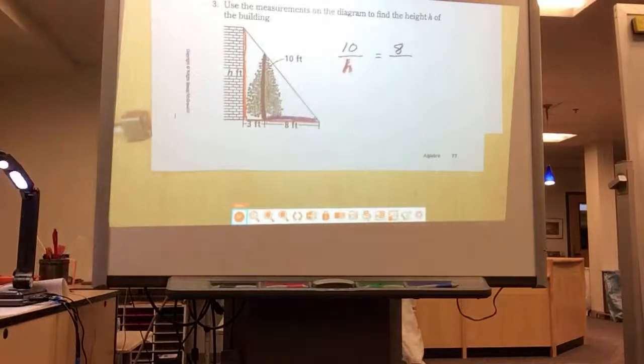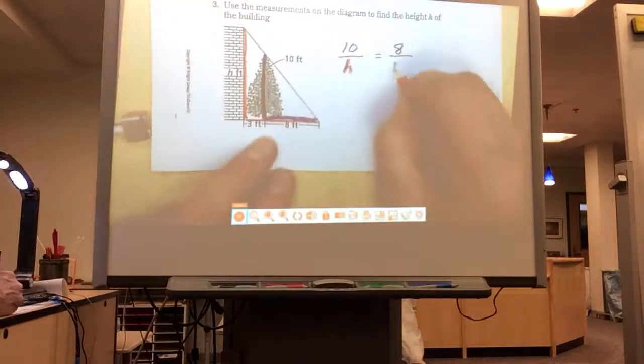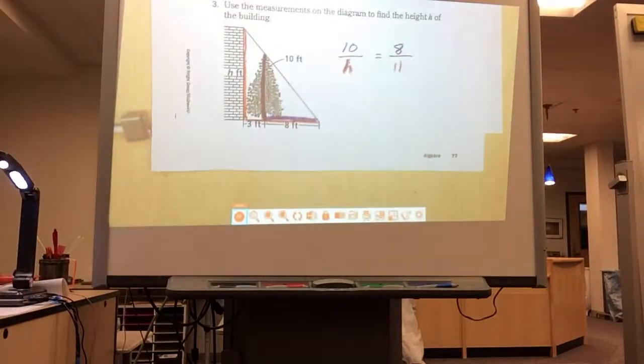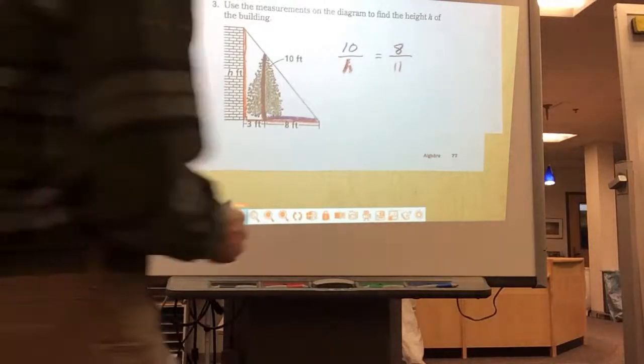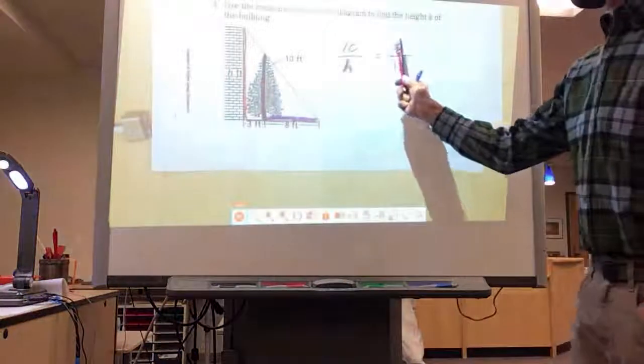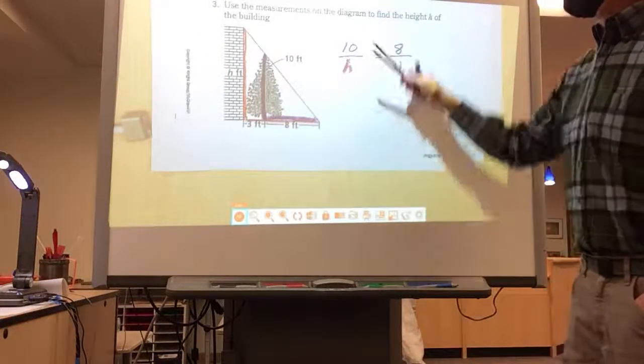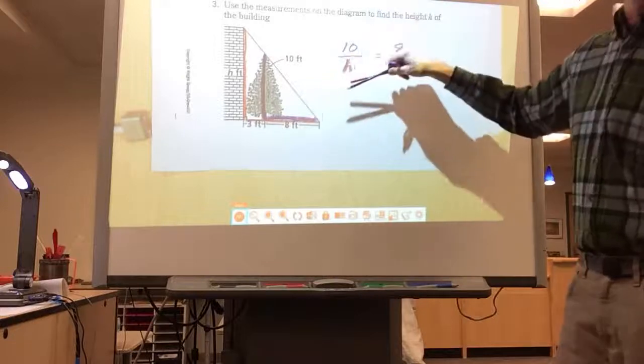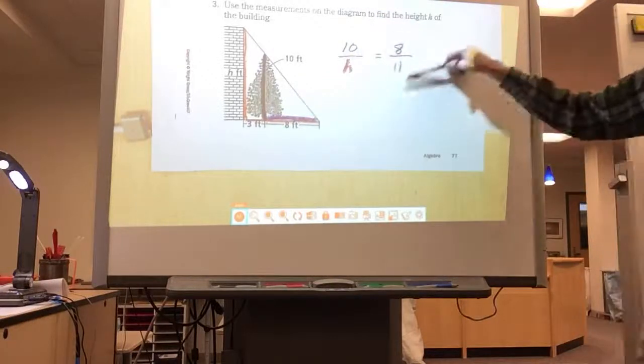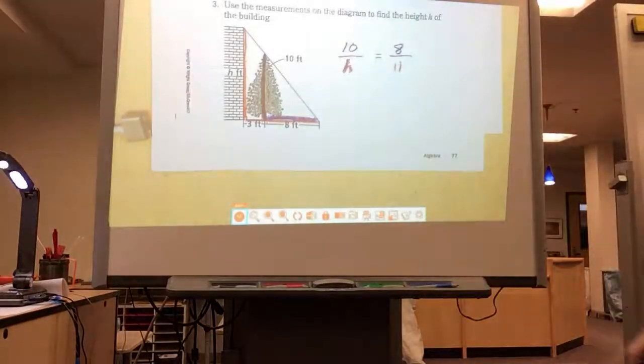So they do that with these kinds of problems. So getting it set up, you can see both the numerators have to do with one of the triangles and both the denominators with the other. Both the 10 and the h have to do with the height, and the 8 and the 11 have to do with the base of that triangle. So you gotta keep those relationships consistent.